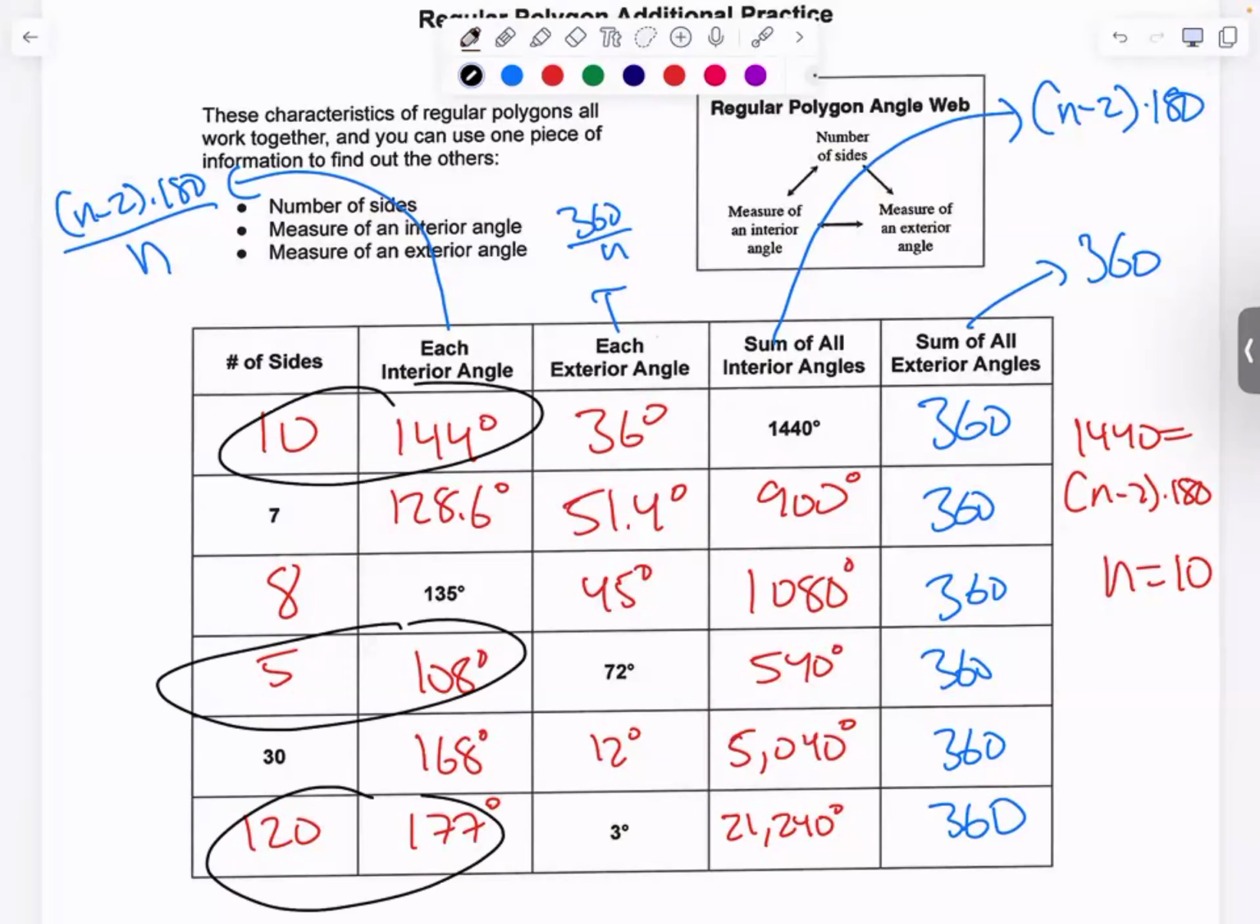So you don't have to get so fancy with the formulas. You could just use logic. Like if I got 10 sides, each interior angle is 144, and it adds up to 1440, right? Of course, use a calculator for some of the more complicated ones, like 30 times 168. But that's just a nice review of everything.